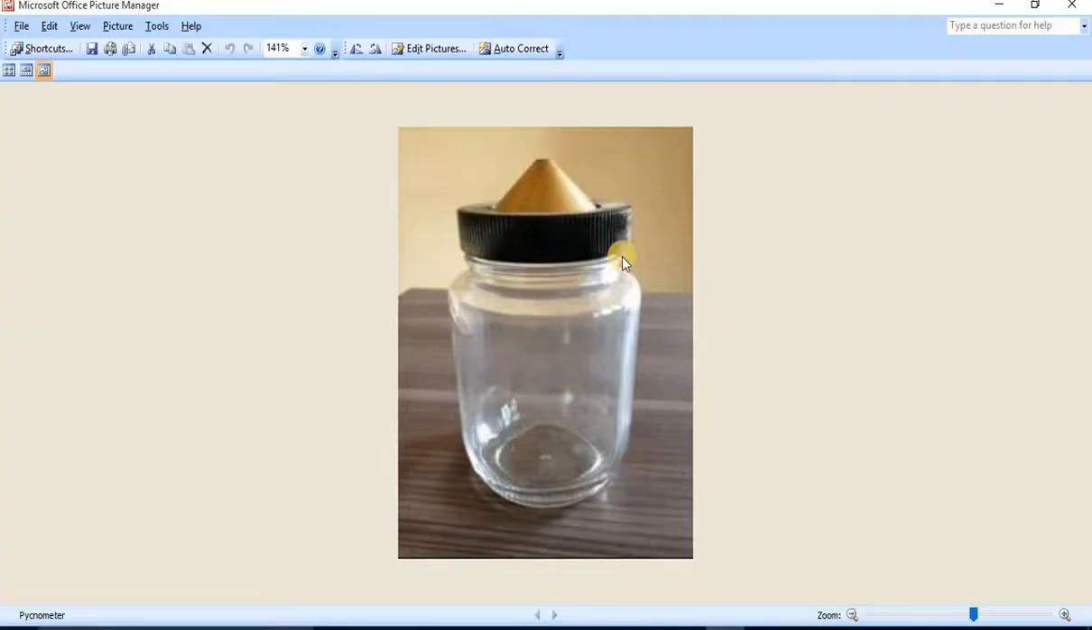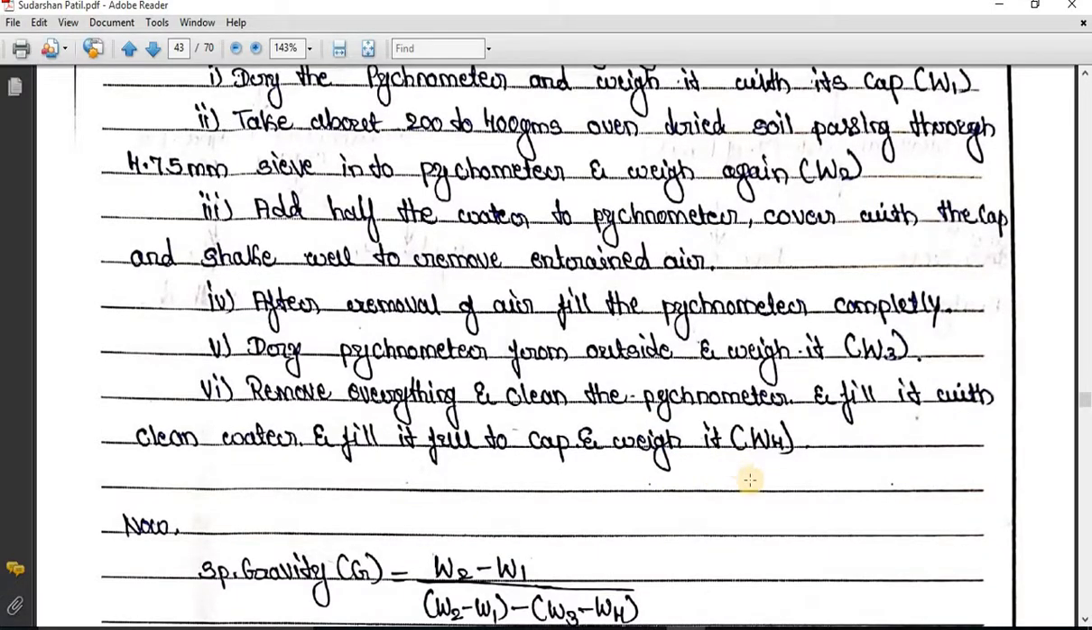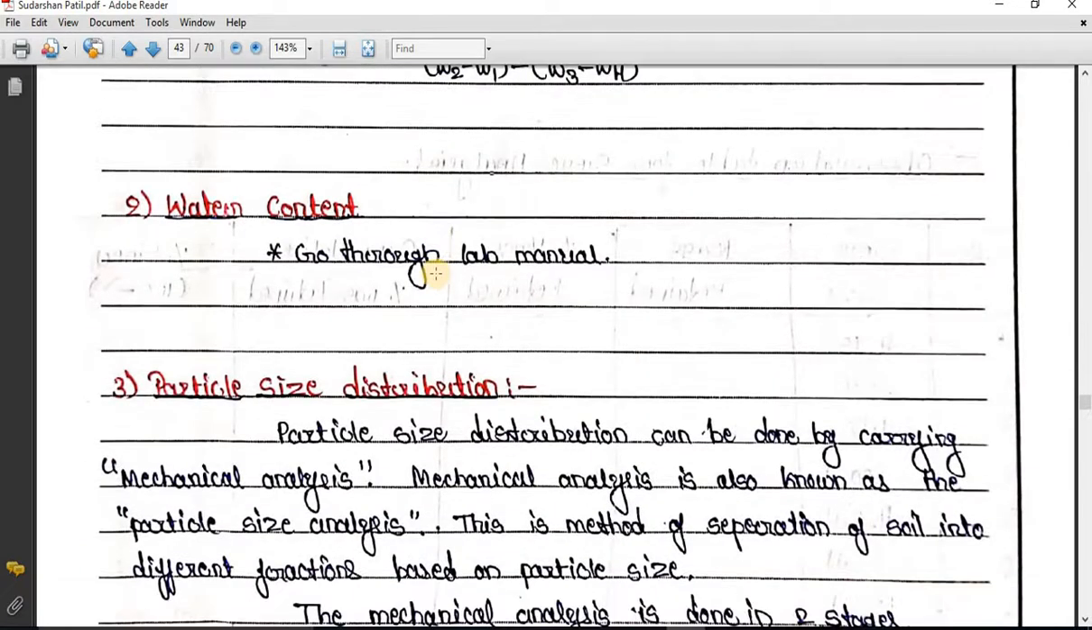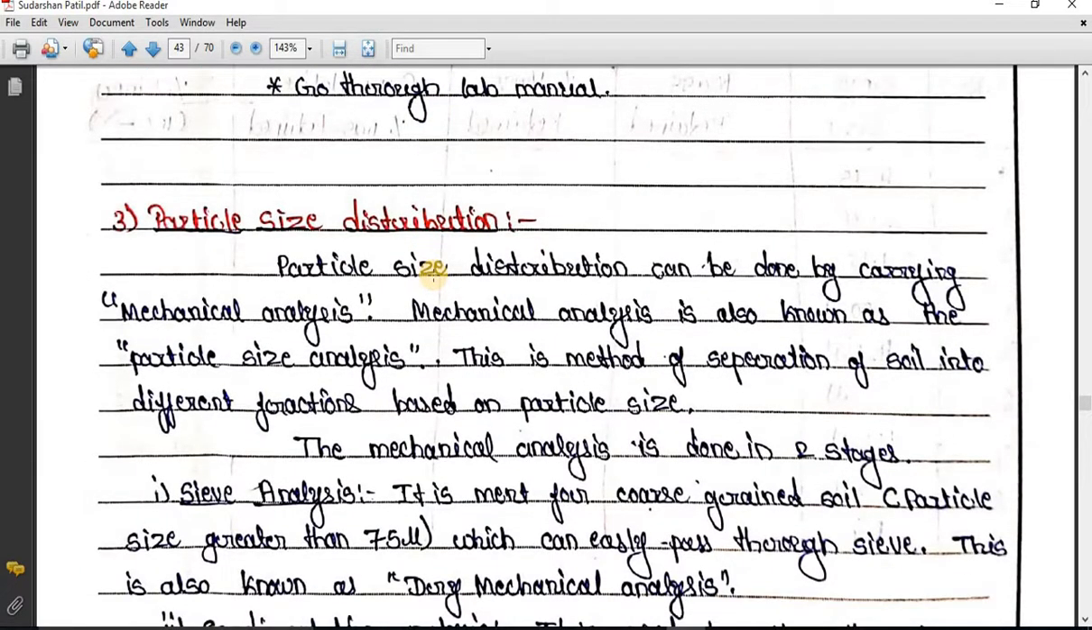After that, we have to empty this pycnometer completely. After that, we have to fill up the water only till the top, and then weigh it, and it is going to give us W4. By using this formula, we can calculate the specific gravity. Water content is very simple. It's given in the lab manual, you can go through it.